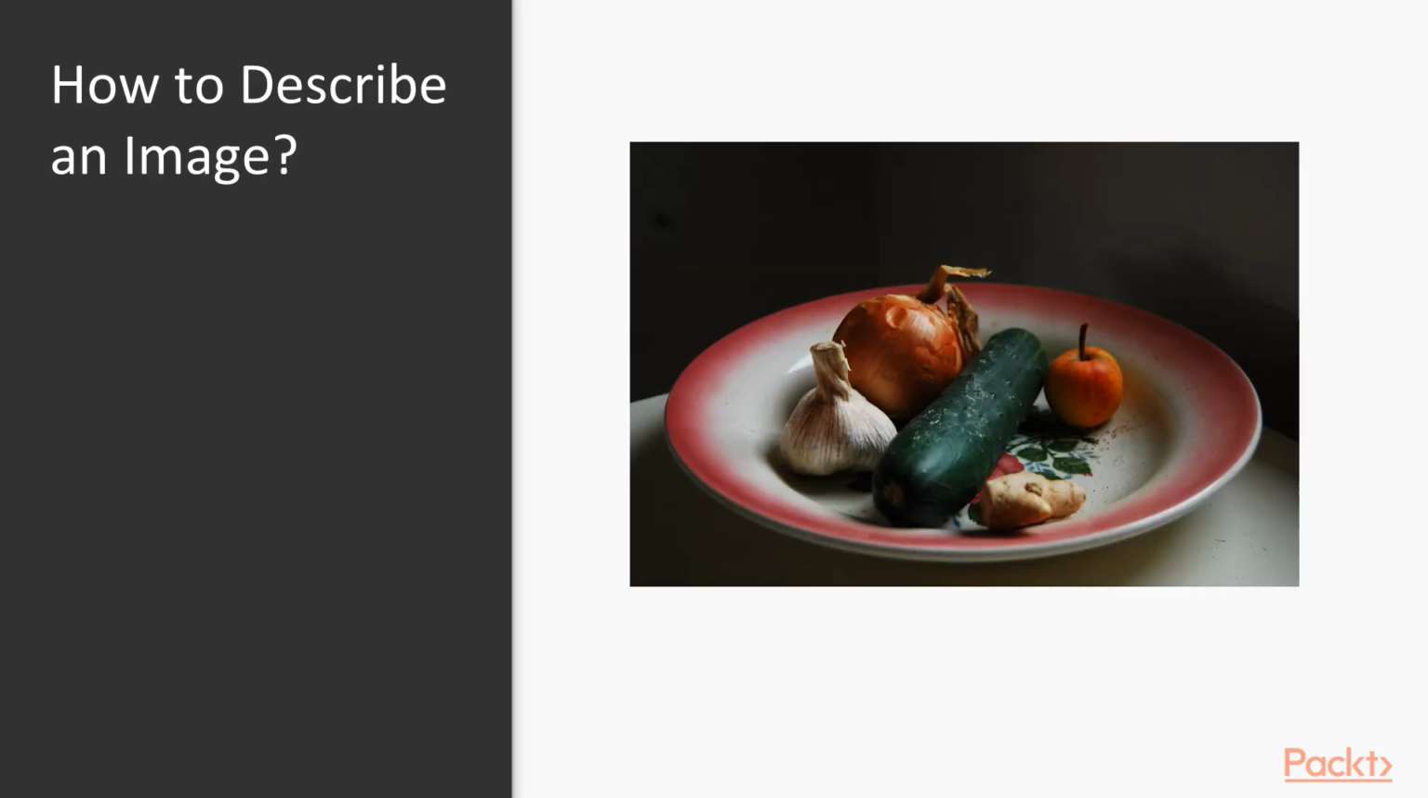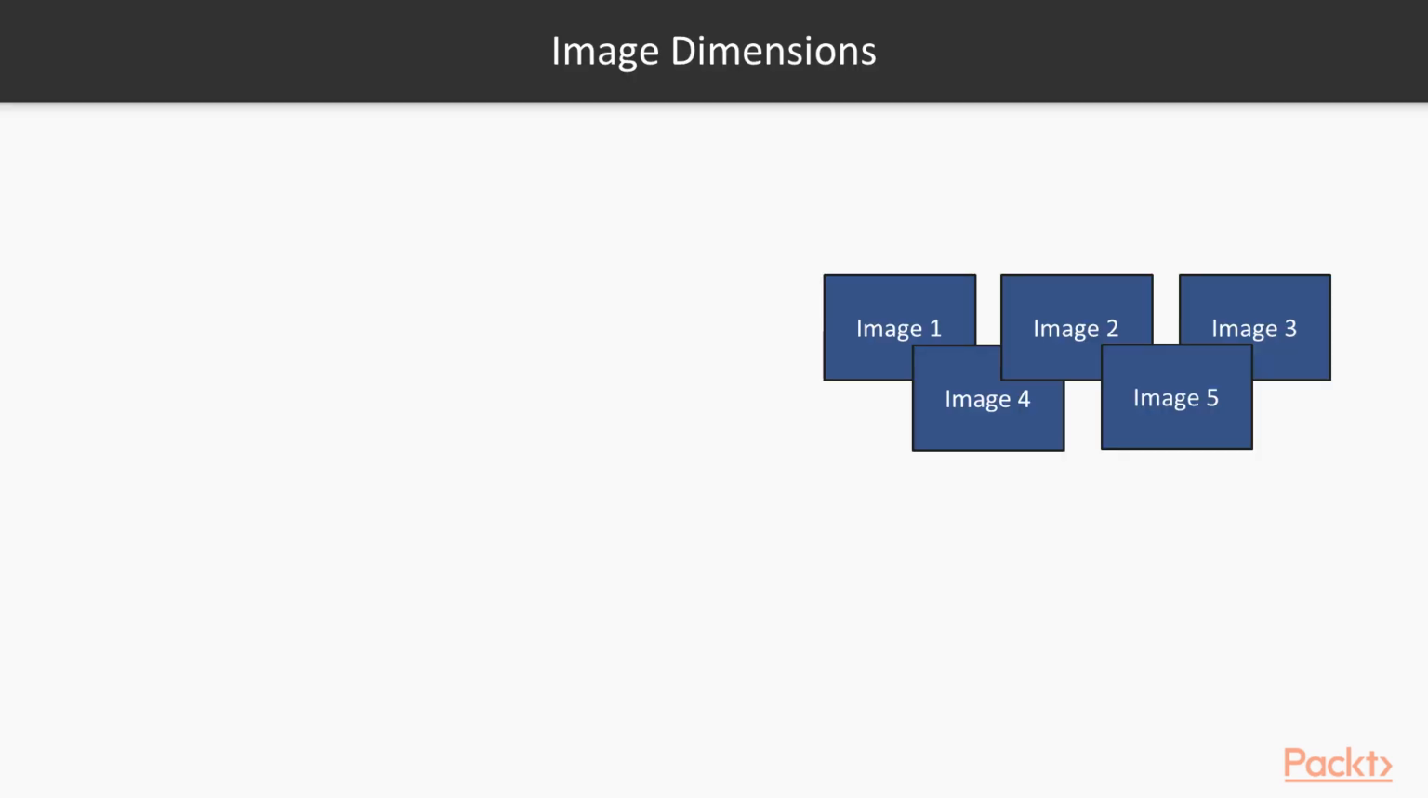But consider this image. If we wanted to classify the different items on that plate, it would have an interesting problem. So where do we start? Is it enough to make use of the width of the image or the color, or some other detail? How exactly do you describe an image? The first thing to know about image classification is that all our images will need to have the same dimensions.